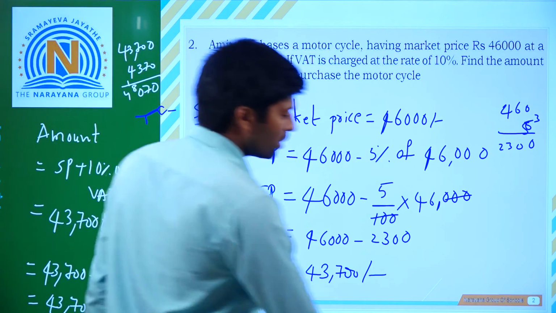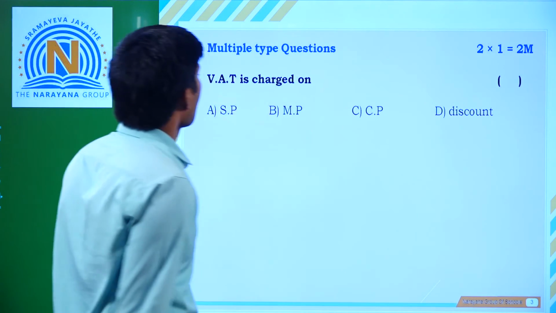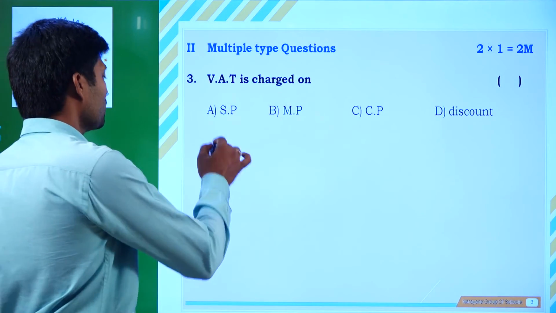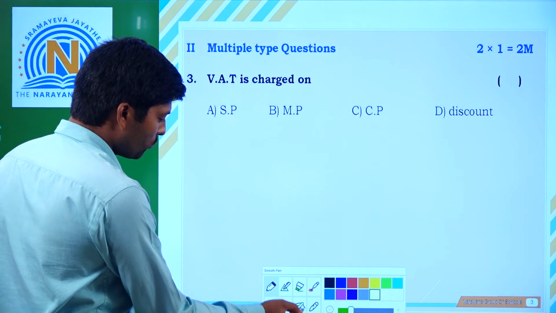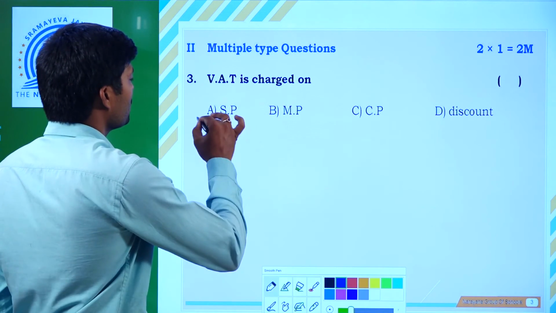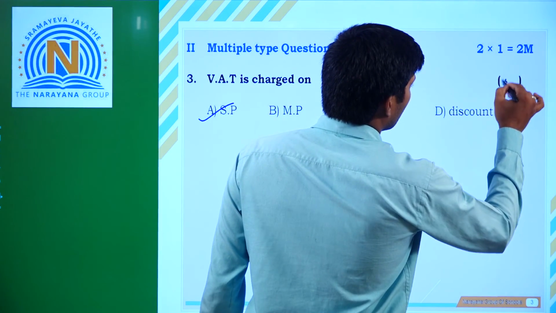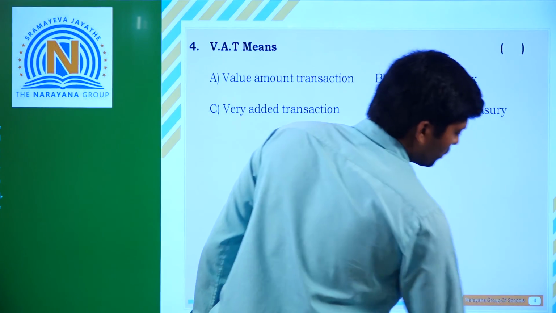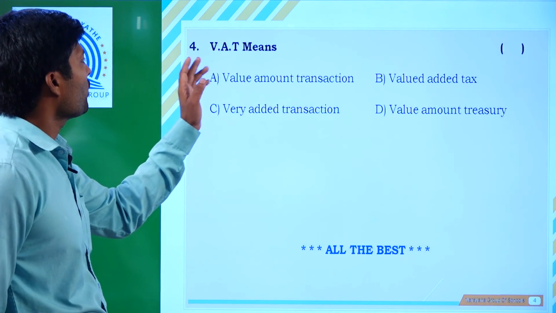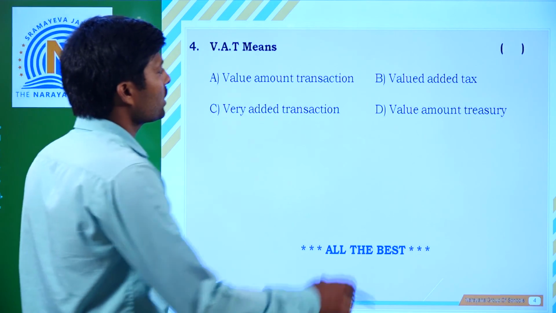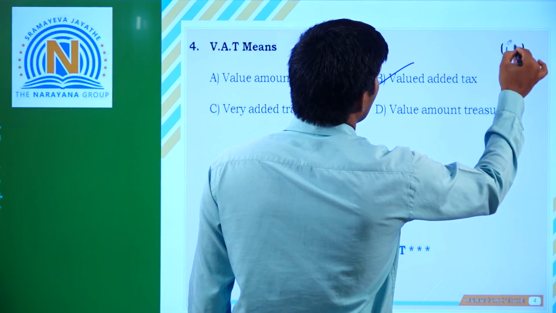Let us take the third question. VAT is charged always on the selling price only, as we have discussed in the previous session. So, always we have to find VAT on the selling price only. The first option is the right option. Let us go for the fourth question. VAT is nothing but value added tax. Which option is correct? Option B is the correct option.